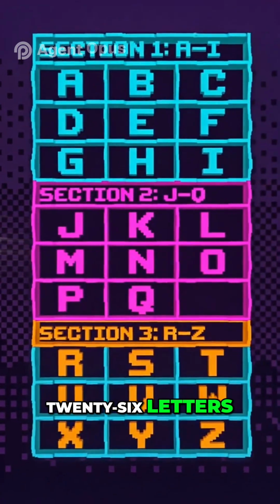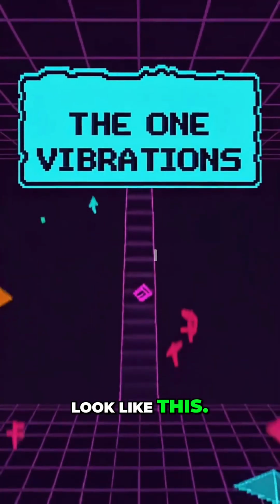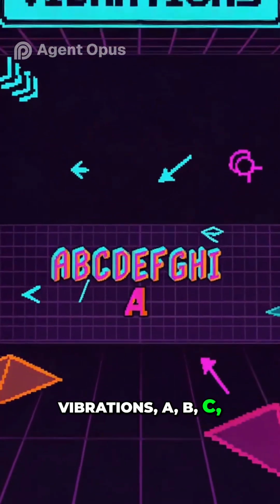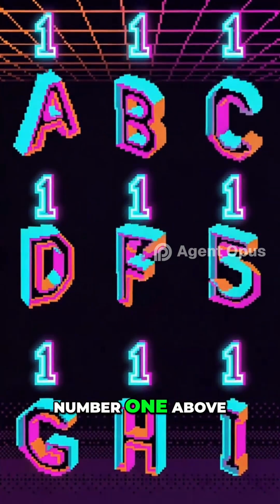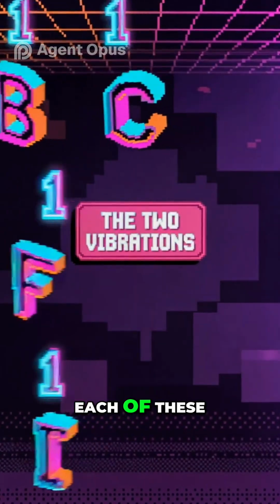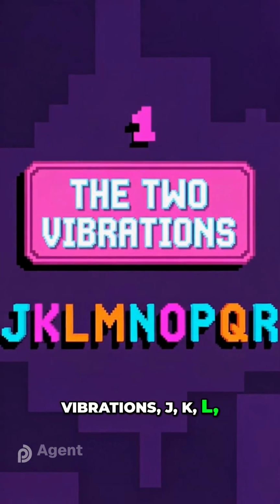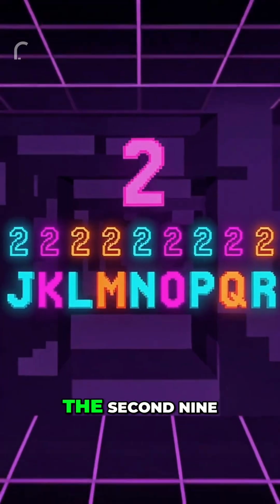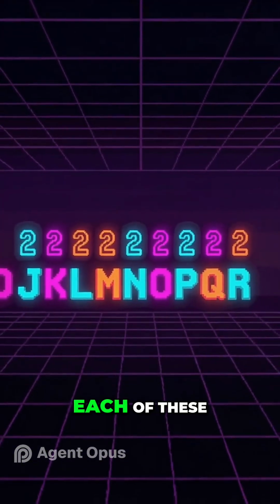Since there are 26 letters in our alphabet, these three vibrational groups, once divided, would look like this. Vibeology, the 1 vibrations: A, B, C, D, E, F, G, H, I. The first 9 letters, so we must place the number 1 above the numerical representation of each of these letters. The 2 vibrations: J, K, L, M, N, O, P, Q, R. The second 9 letters, so we must place the number 2 above the numerical representation of each of these letters.